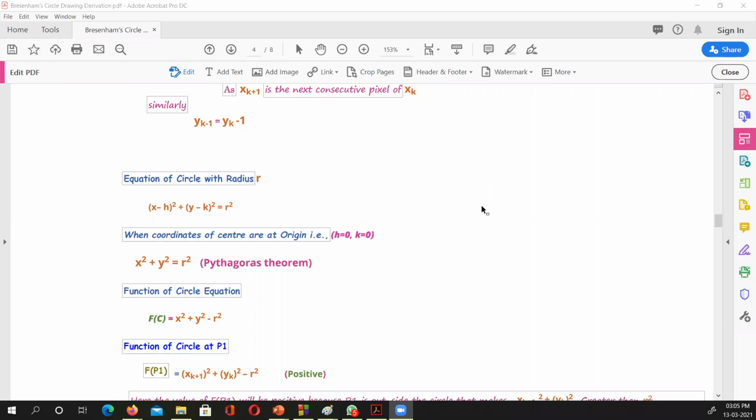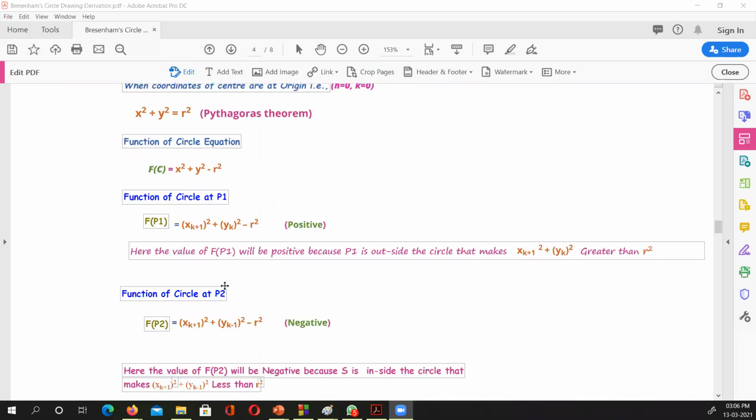Now if we want to find the function at point P1 and the function at point P2, this was my note. This is the original point where I am, and my circle is going like this. This is P1 and this is P2. What is the function at P1? This is what I'm trying to say. What is the function at P1? That is going to be x square plus y square minus r square, right?